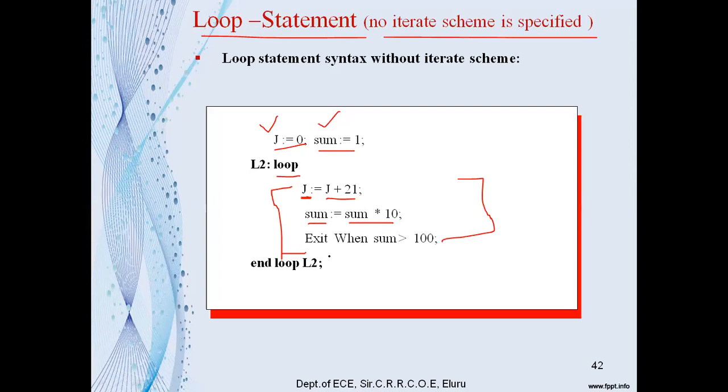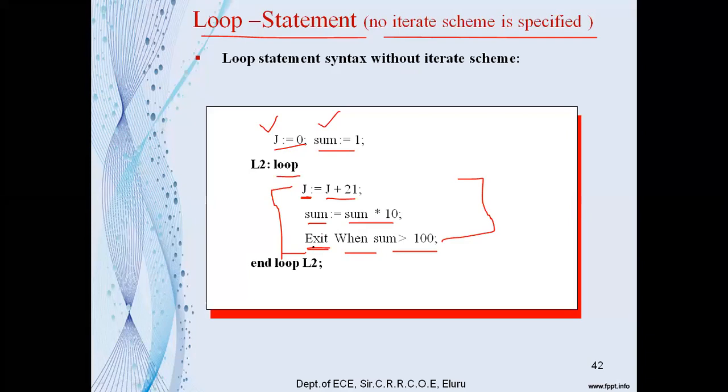And now here we have a condition. We have used the exit statement. We will discuss what an exit statement is; it is a simple statement. Here we have used: exit when the sum is greater than 100. So you can understand what will happen. When the value of sum becomes greater than 100, the loop will be terminated and the execution will come out of that loop.